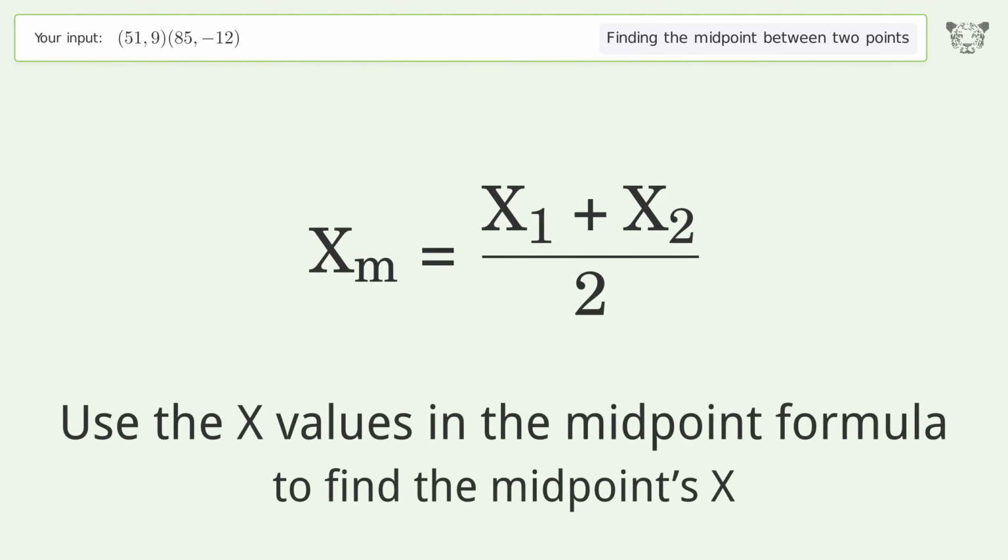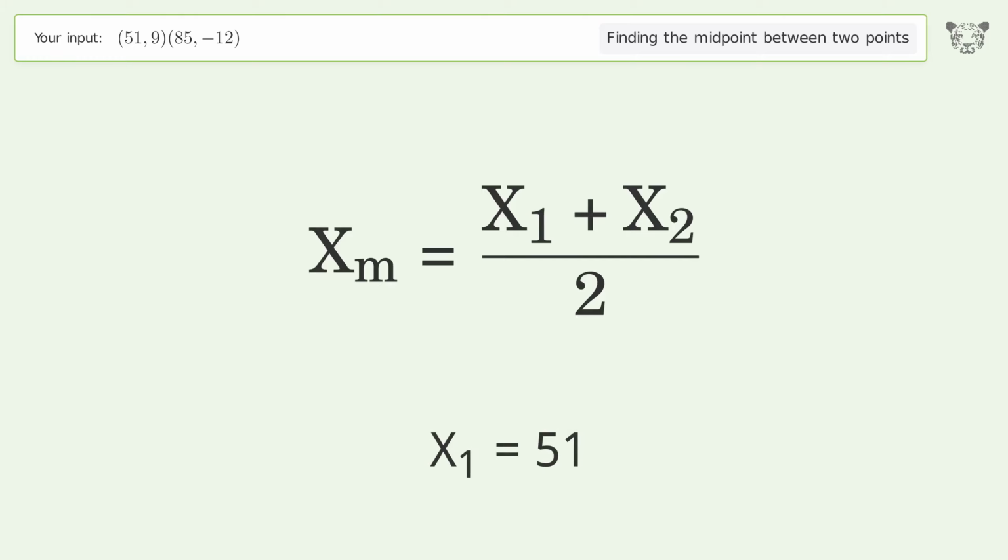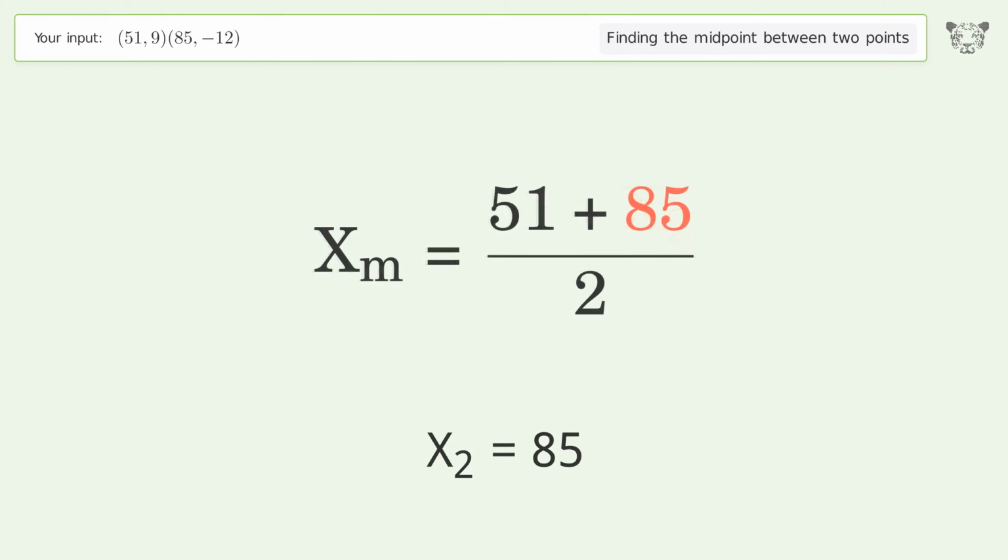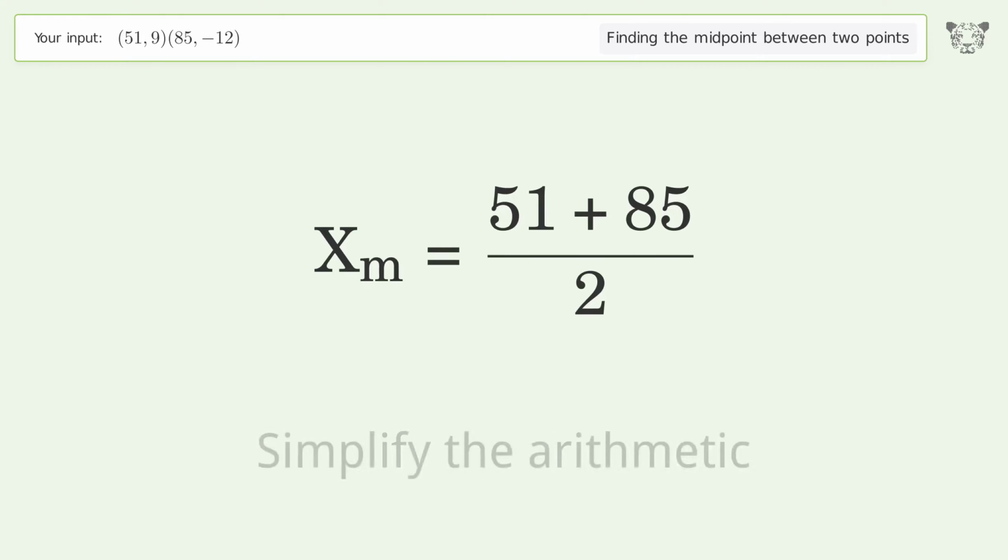Use the x values in the midpoint formula to find the midpoint's x. x1 equals 51. x2 equals 85. Simplify the arithmetic.